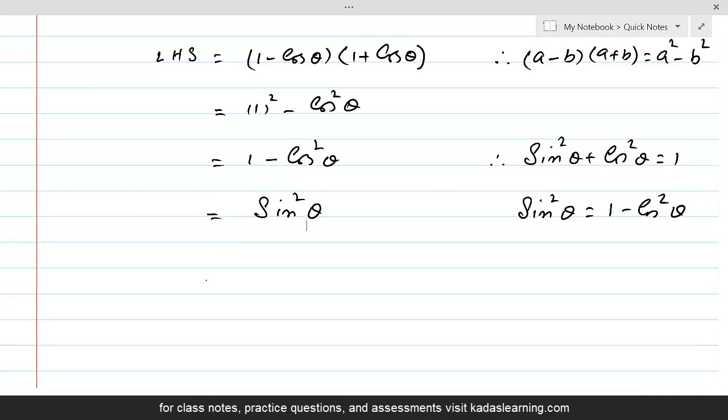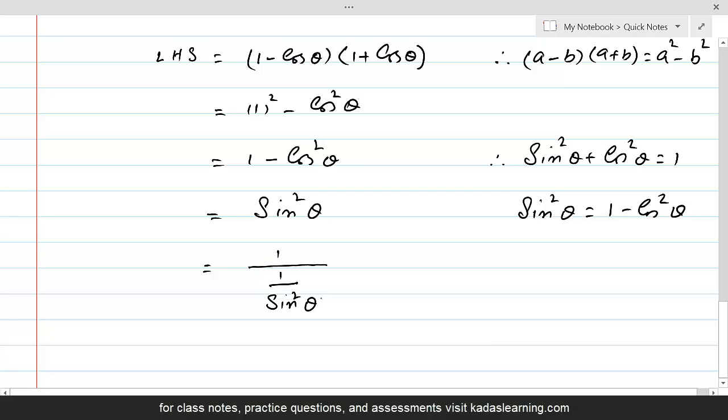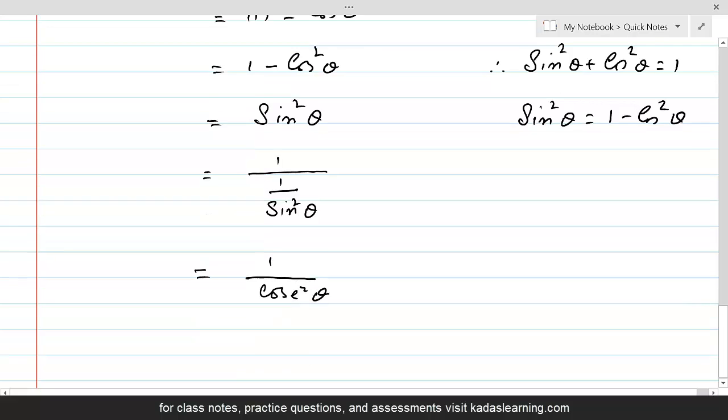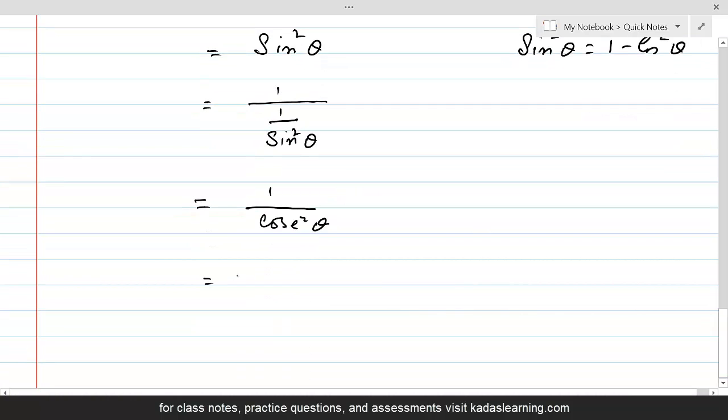and either you can separately expand right hand side, or you can write sine square theta as reciprocal of the reciprocal. So this is 1 over sine square theta, because if you reciprocate 2 times, this will become equal to sine square theta. But this is 1 over, what is this? 1 over sine square theta is equal to cosecant square theta, and this is what is right hand side. This is right hand side.